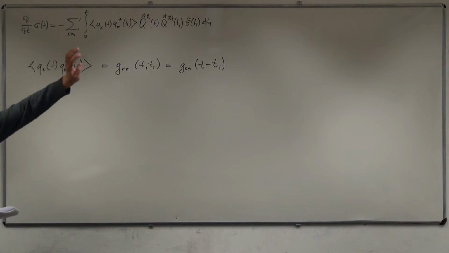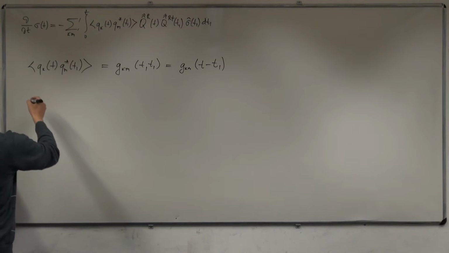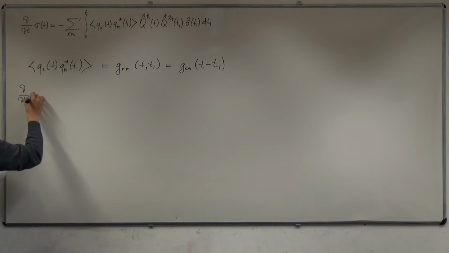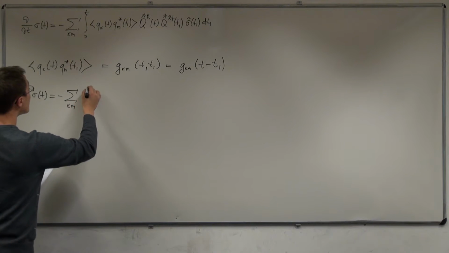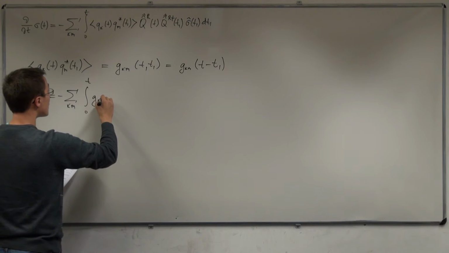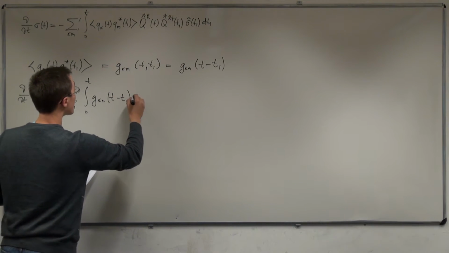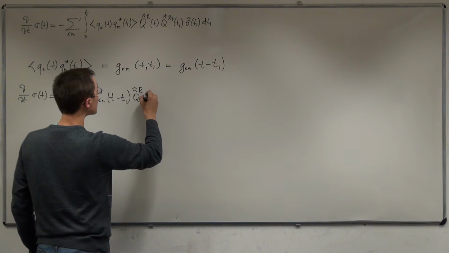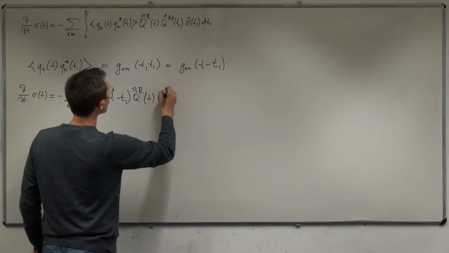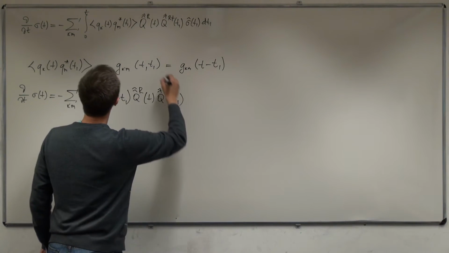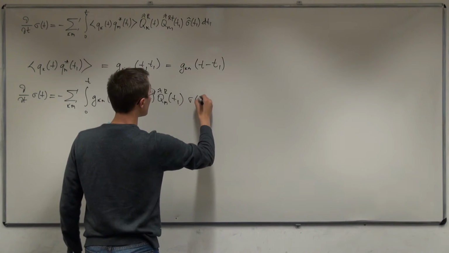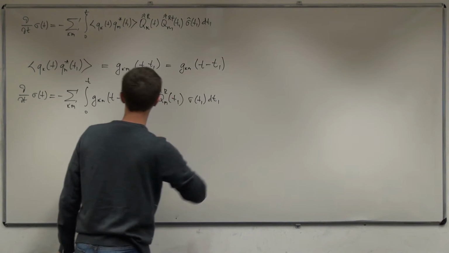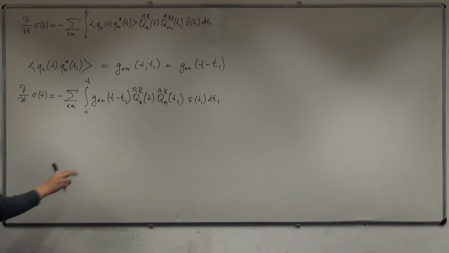So why don't we use this notation and modify our integral to have that in? So it will be d by dt sigma(t) is minus a sum over k and m, integral from 0 to t, g_km(t minus t1), q_k^r(t), q_m^r(t1). This should be q_k and this should be q_m. And then our sigma(t1) dt1. Okay, got a little bit simpler. At least we've got now the difference between the times rather than the absolute times.